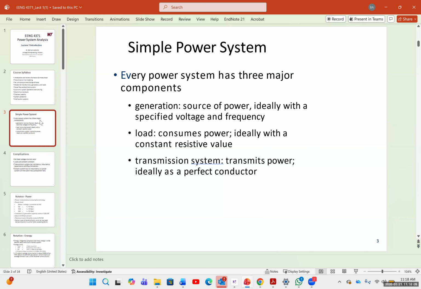A simple power system, every power system has 3 major components. We have the generation, which is the source of power, ideally with a specified voltage and frequency. That could be a DC, AC source. We have a load, which consumes power, ideally with a constant resistance value. And we have the transmission system, which transmits the power ideally as a perfect conductor. So we have generation, transmission, and consumption, which is load.